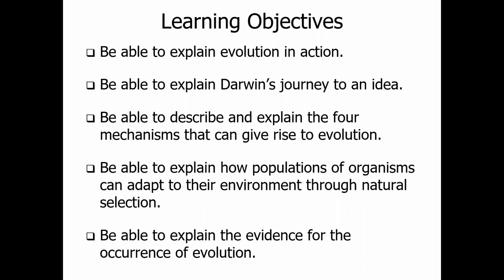We're going to talk about the four evolutionary mechanisms that help us explain why evolution occurs. Additionally, we'll talk about why populations are able to adapt in their environment through natural selection, based on certain traits they have that allow them to evolve overall. And lastly, we're going to talk about the occurrence of evolution. So what evidence do we have to actually prove that this theory is sound?